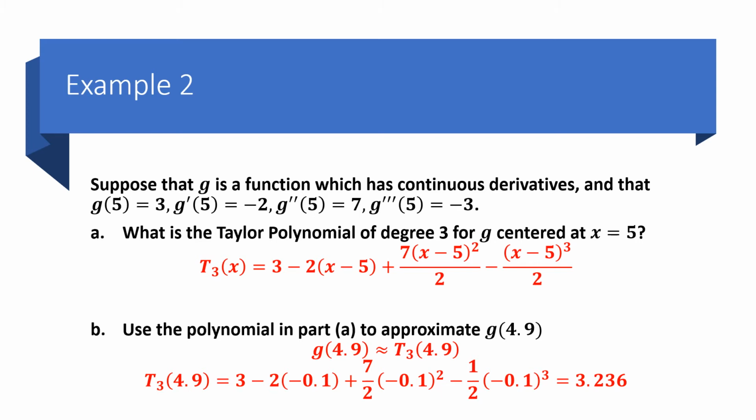So my Taylor polynomial of degree 3, so T sub 3, would be 3 minus 2 times (x minus 5) plus 7 times (x minus 5) squared over 2 factorial, then minus 3 (x minus 5) cubed over 3 factorial, which reduces to (x minus 5) cubed over 2. Alright, so now I'm going to use that Taylor polynomial to approximate 4.9. So g of 4.9 approximately equals T sub 3 of 4.9. And T sub 3 of 4.9 is going to give me, when I plug it into my calculator, 3.236.